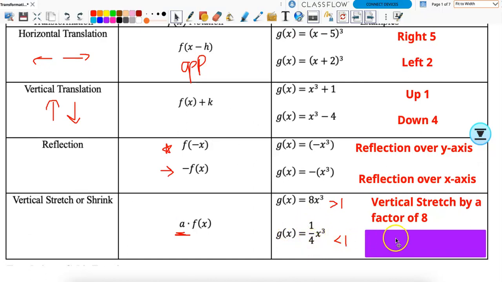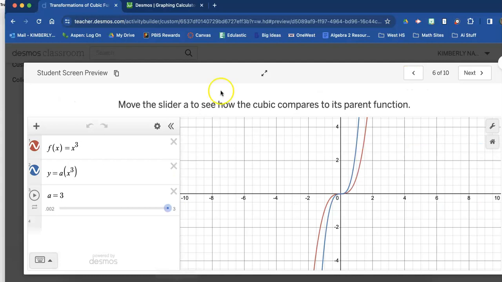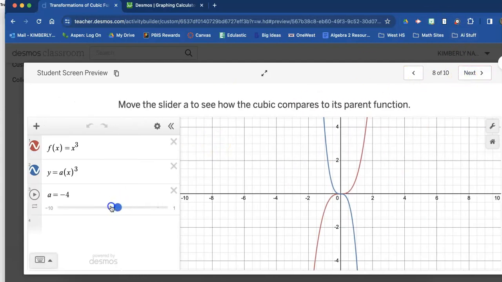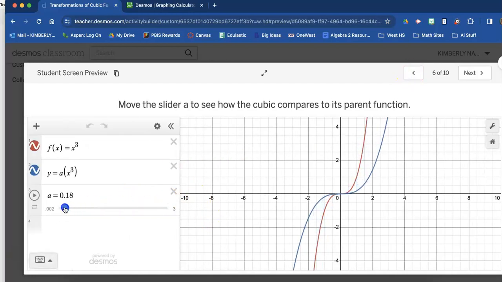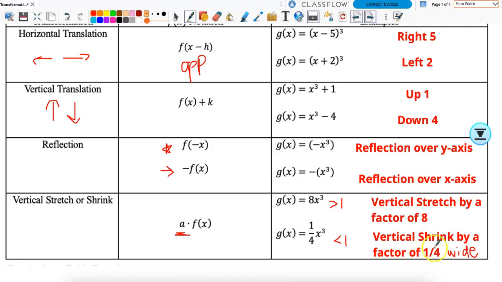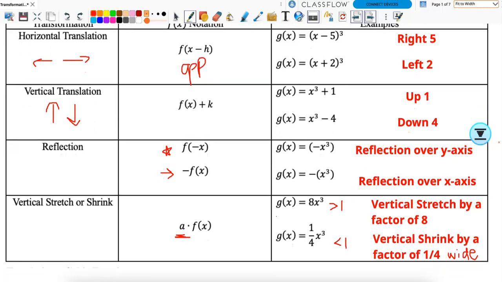If you have a number smaller than 1, but not negative, that is going to shrink it by a factor of 1/4, and that is where it gets very wide. Let me show you that. If I have a very small number, for example 0.2, see how my graph is very, very wide compared to my original, much wider. That is an example of a shrink. So these are the transformations that can happen with cubics. Let's take a look at some examples.